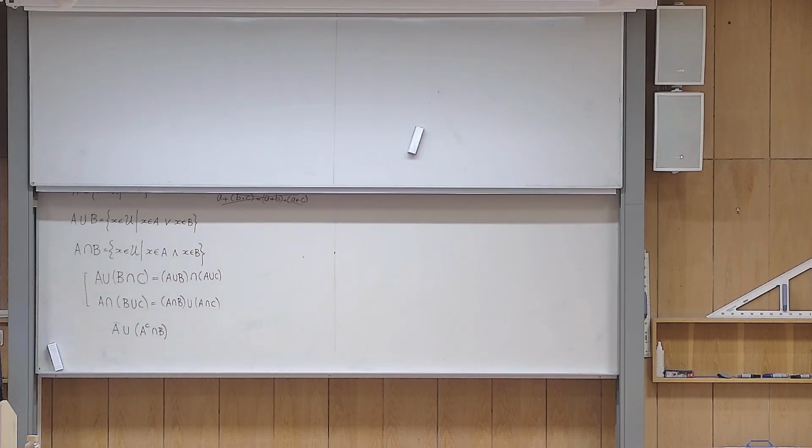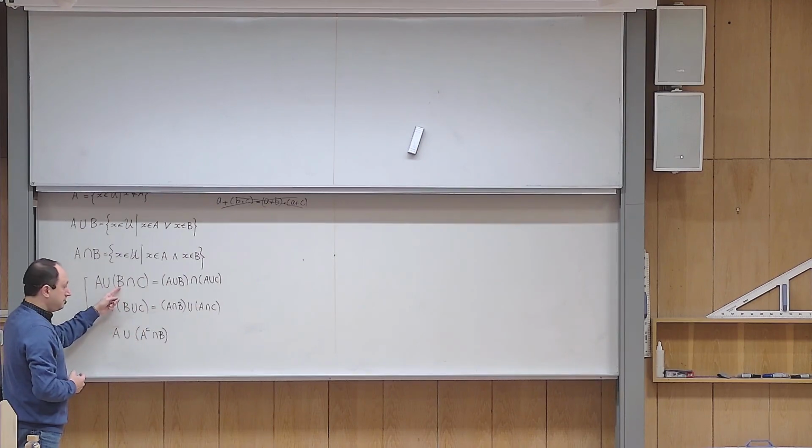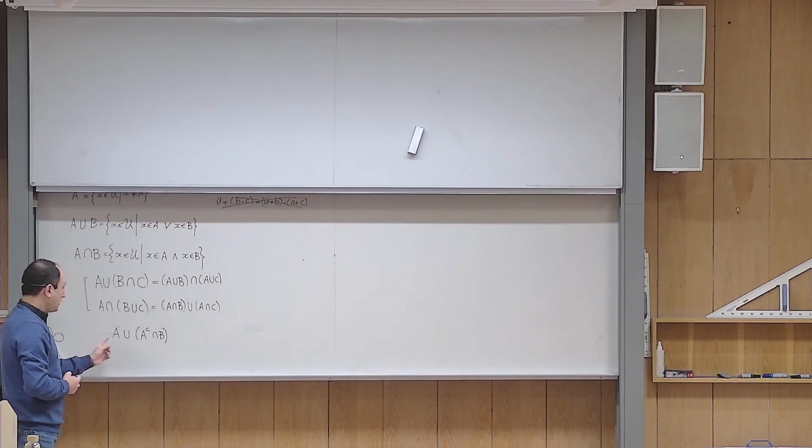I ask you to simplify this, for example, or do some algebra on this. So what happens, you can compare this expression with the right-hand side of this formula. You see A is playing the role of A, union, but A complement is playing the role of B, B is playing the role of C, and everything is the same. So I can distribute this inside.